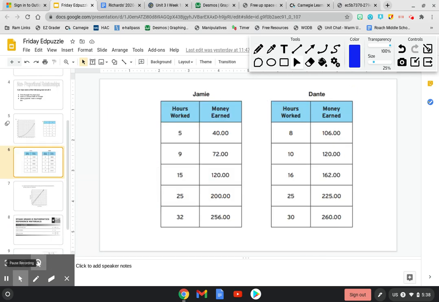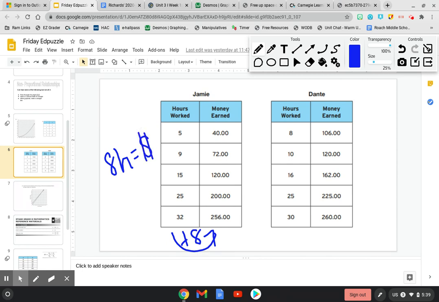So looking at Jamie and Dante's tables, guys, it's an input-output chart. If you know how to get from here to here, you don't have to do any division. Just put that number there. Whatever that number is happens to be the slope. So I know 5 times 8 is 40. I know 9 times 8 is 72. I could figure out 15 by 8. If you don't know how to do that one in your head, Desmos calculator all day. But this is times 8. So when you're doing this, hours worked times 8 equals the money.